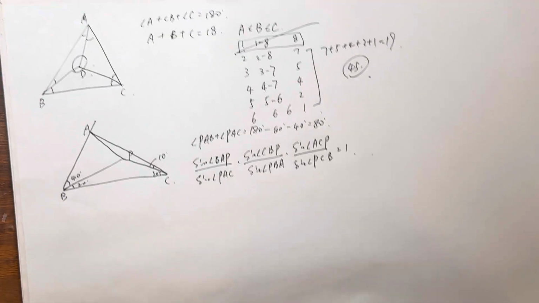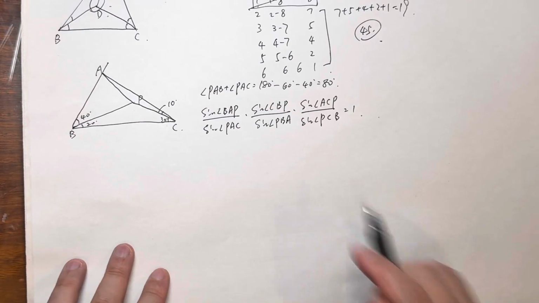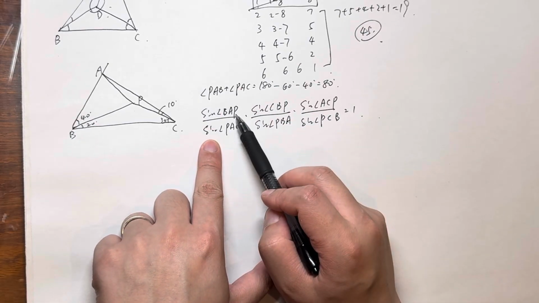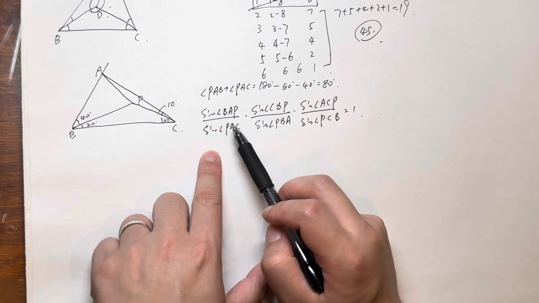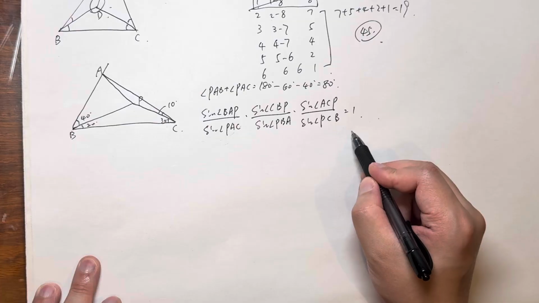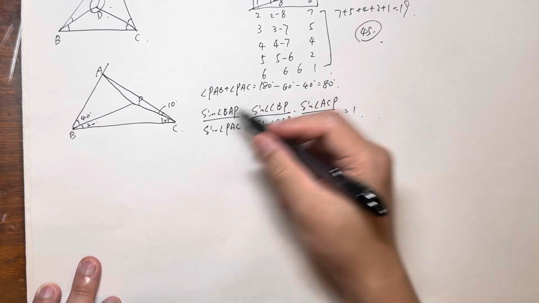That's what we have from the Ceva theorem, right? And we know that we want to find the angle PAB, which is angle BAP, and we want to find the angle PAC. So we want to find these two angles, which means we have this equation and this equation to find these two angles.